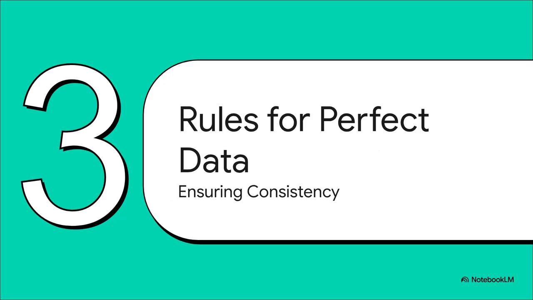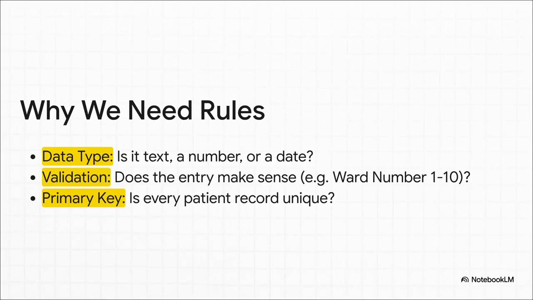Now, having an organized structure is great, but it's not enough. A truly great database has rules. These rules are absolutely crucial for preventing mistakes and making sure that the data we're storing is clean, consistent, and actually makes sense. So why do we need rules?